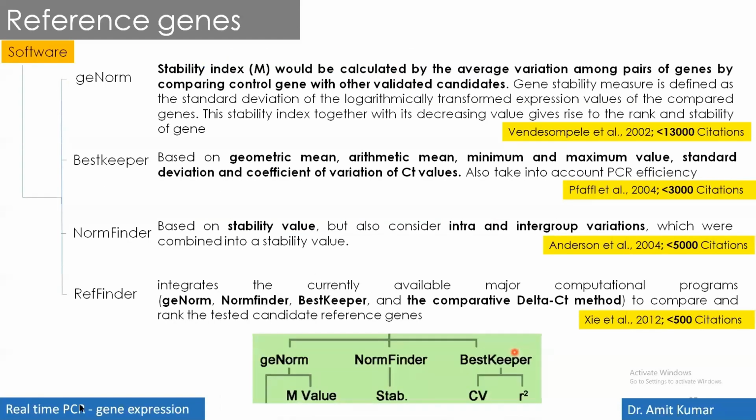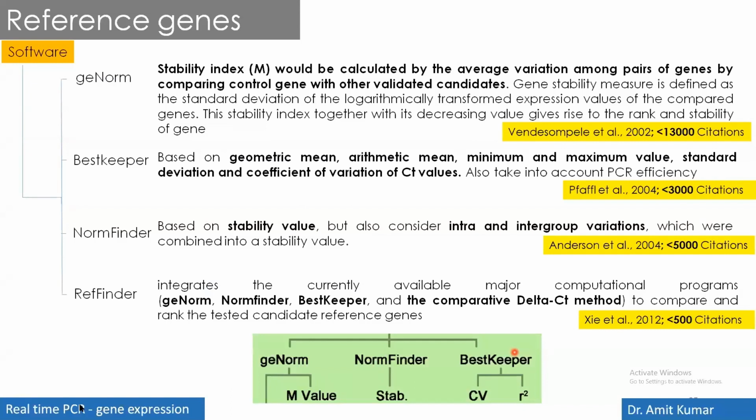So the problem of the reference gene emerged in the early 2000s, because qPCR was in use since 1992. However, till 1995 or 1996, people had not realized the importance of the reference gene. After that, when they realized that there is a possibility that one can do the gene expression study in a wrong manner, several people came up with different software which predicts the stability of the gene.